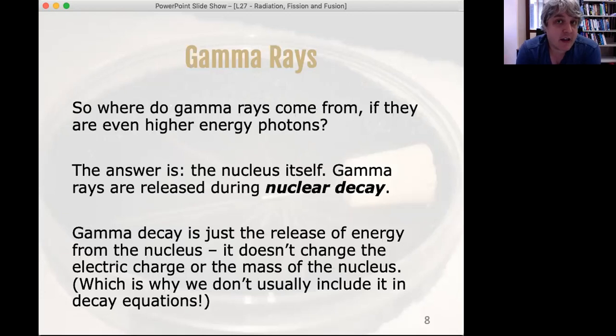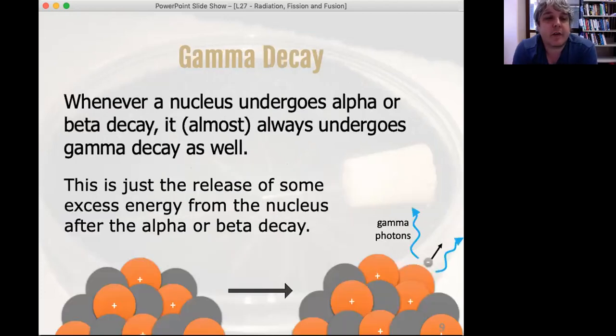It doesn't change the charge of the nucleus because it's just a little packet of energy. It's got no charge. It also doesn't change the mass because, again, a little packet of energy doesn't have any mass. So it's not changing the charge, it's not changing the mass. That's why we haven't actually talked about it yet, because it does not change the mass or atomic numbers of the nucleus. So we don't need it in decay equations. We don't need it in order to understand that nuclear decay process. So gamma rays, we don't often bother writing them in our decay equations, but they are pretty much always going to be there. Whenever a nucleus undergoes alpha or beta decay, it will almost always undergo gamma decay as well.